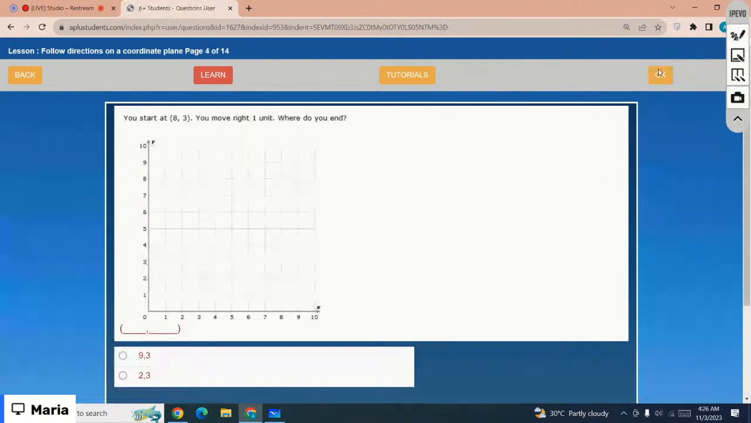Okay, you start at 8,3. You move right 1 unit. Where do you end? Which is the correct option? Right, that means you need to add 1 to the x value, right? So you end up at 9,3. Very good.